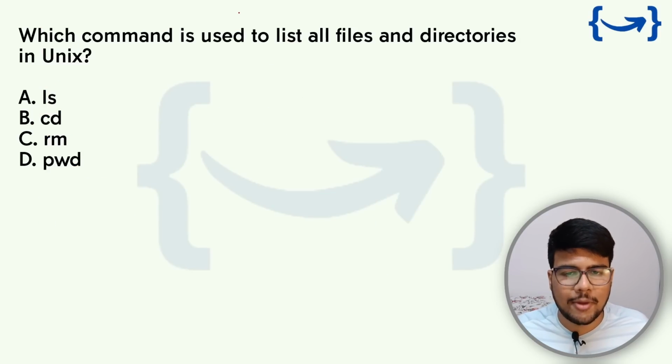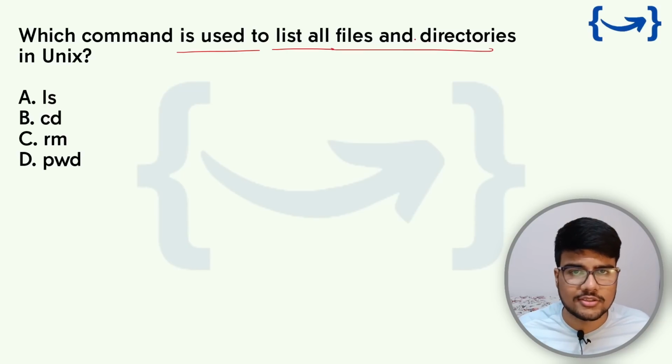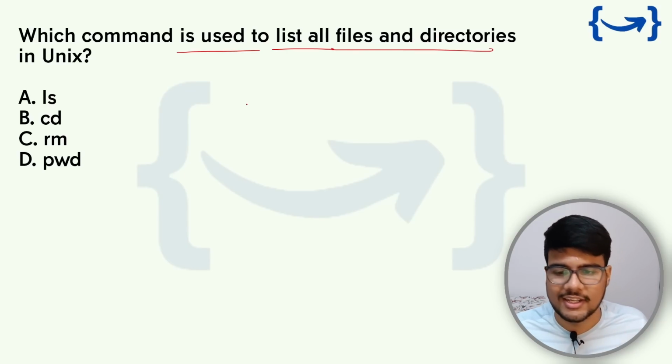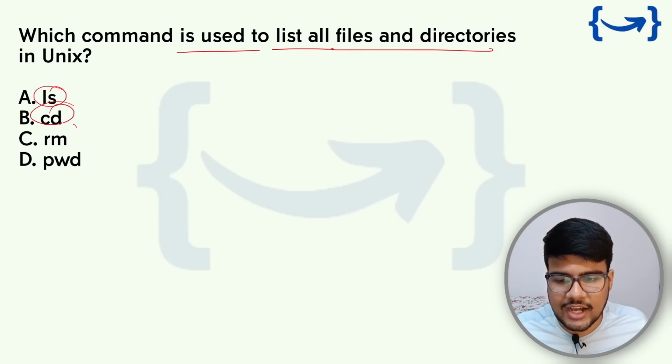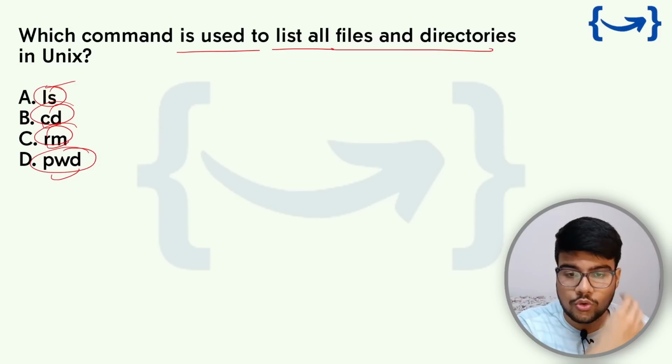Okay, so which command is used to list all files and directories in Unix? You guess I will miss this topic? No guys, I will cover it. So Unix: ls, cd, rm, pwd. pwd is for the present working directory, rm for remove, cd for going to a directory. ls will help me to see everything at one instance. Yes, to list all files and directories we use ls.